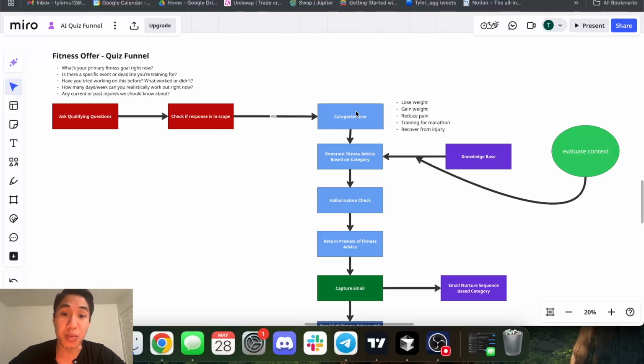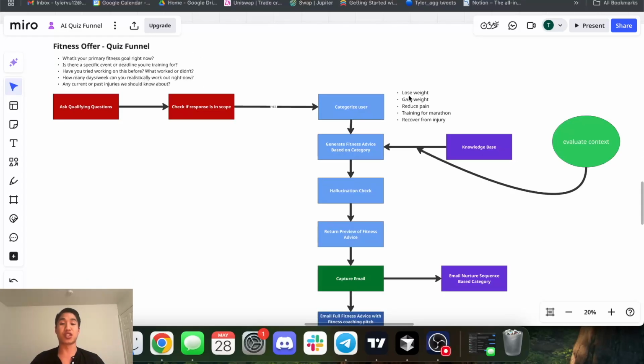Nonetheless, if it is in scope, we're gonna categorize this user based off their responses to lose weight, gain weight, reduce pain, train for a marathon, recover from an injury. The whole goal of this quiz, by the way, is to generate fitness advice based off freeform text, and we use AI obviously to do that. So once we categorize the user, we're gonna generate fitness advice based off the category. And we're going to generate this fitness advice based off our knowledge base. So this is a huge part of the dashboard.